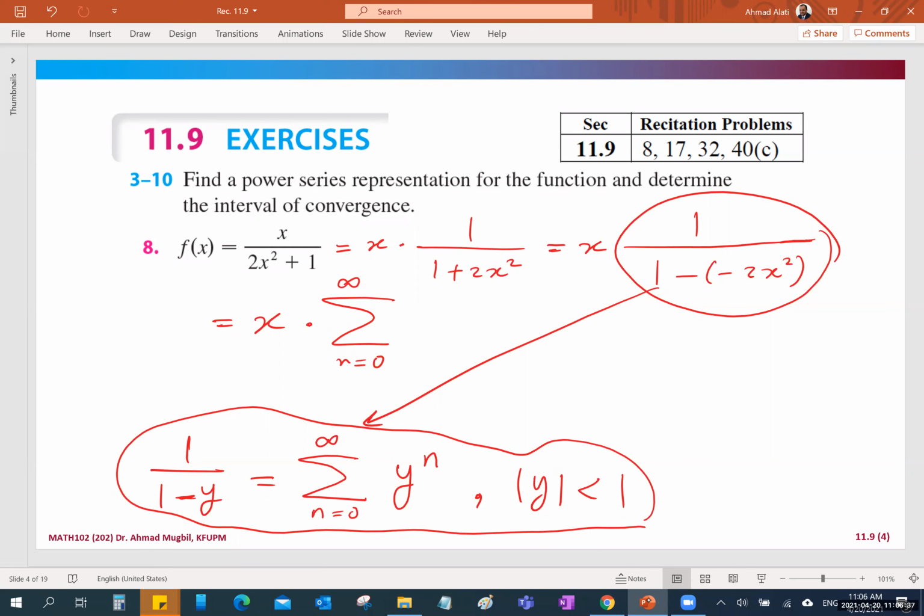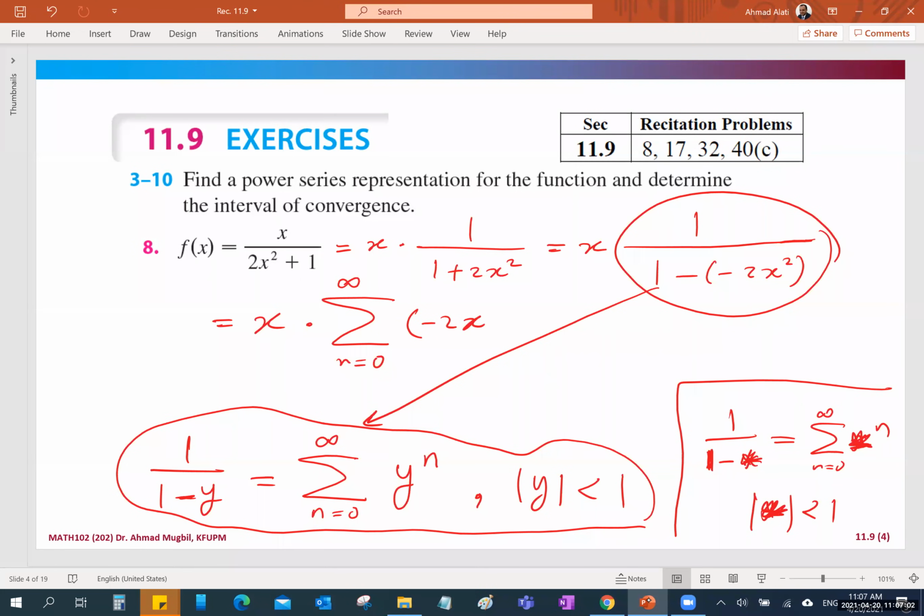Ya Shabab, just please remember this: 1 over 1 minus whatever is here. Let's say 1 minus star. If this star is continuous, it equals sigma n starting from 0 to infinity of this star to the power n, provided that this star is less than 1. So here we will have negative 2x squared, our star now, to the power n. This is the power representation.